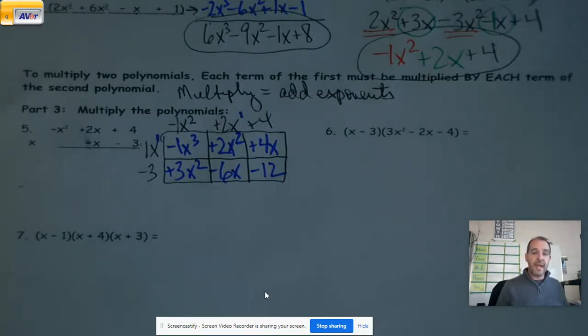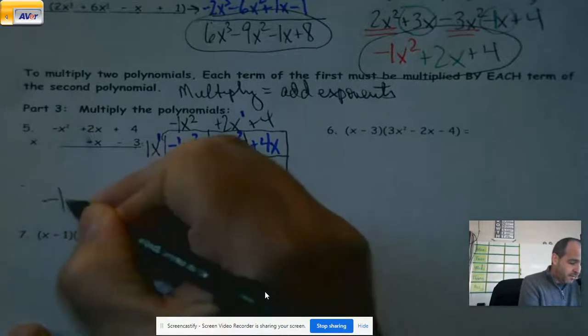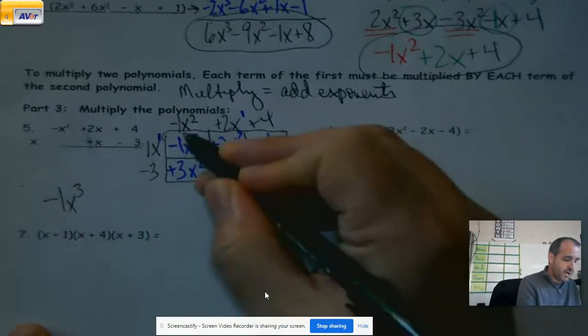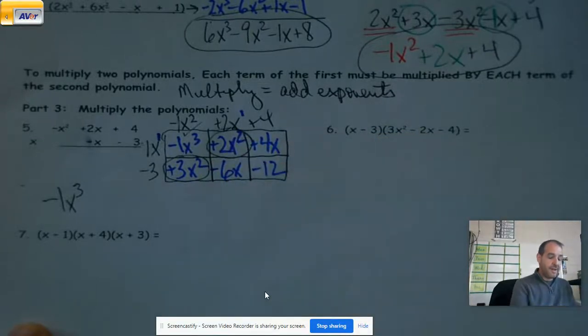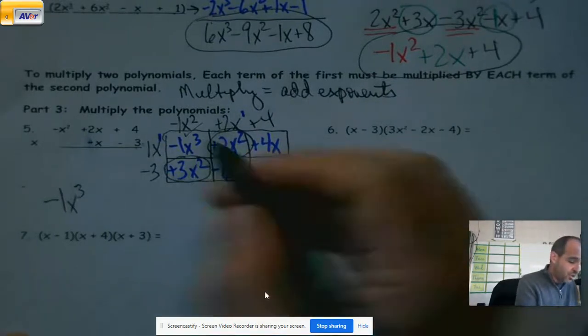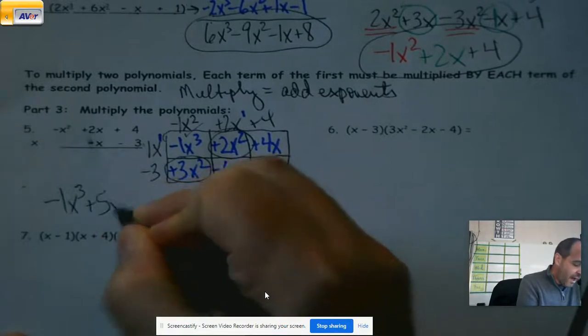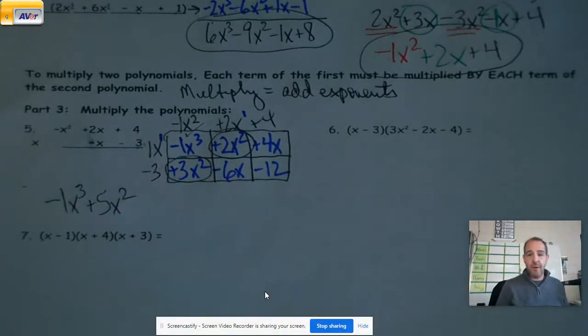When we're doing standard form, we're going to go biggest exponent, negative 1x to the third, check. There's my x squareds. Now again, once we've multiplied, we're not multiplying anymore, okay? We're just adding and subtracting once we're in the box. So 3 plus 2 is 5x squared. Do not mess with the exponents anymore. That's done once the box is filled. And we just keep working.